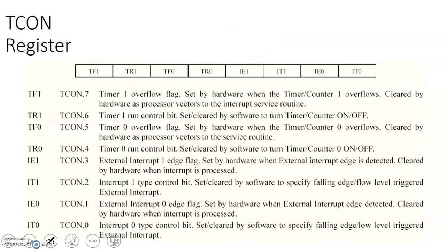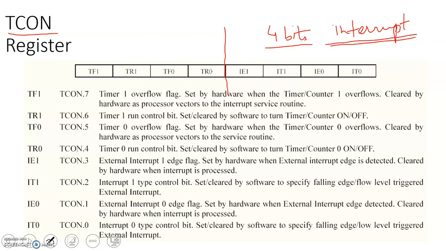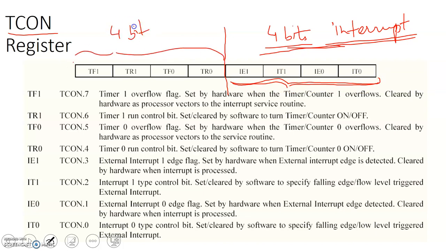So let's proceed and see the TCON register. It is an 8-bit register. The lower 4 bits are basically dedicated to interrupt operation. So if you intend to use timer interrupts or the external interrupts, then we need to configure them. Otherwise, we don't use them. The higher 4 bits are for timer operation, and let's quickly see them.